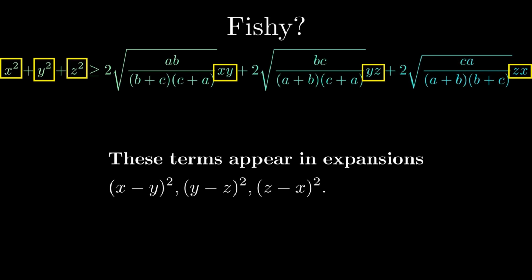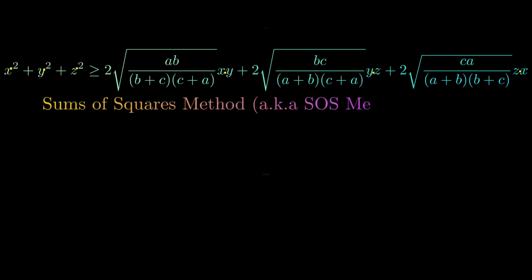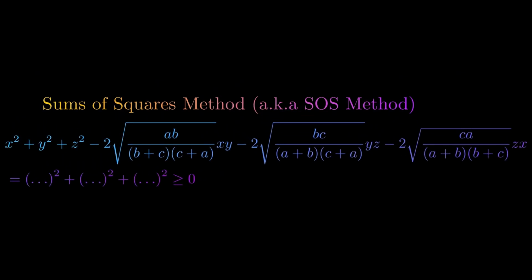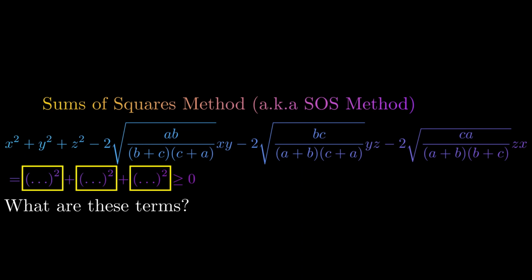So bearing this in mind, this may point us towards a method of proving this inequality, which is sometimes called the sums of squares, aka SOS method, which is by moving all the terms to the left hand side and expressing them as a sum of squares to show that the whole thing is non-negative. So the big question now is, how do we express the left hand side in some square terms?